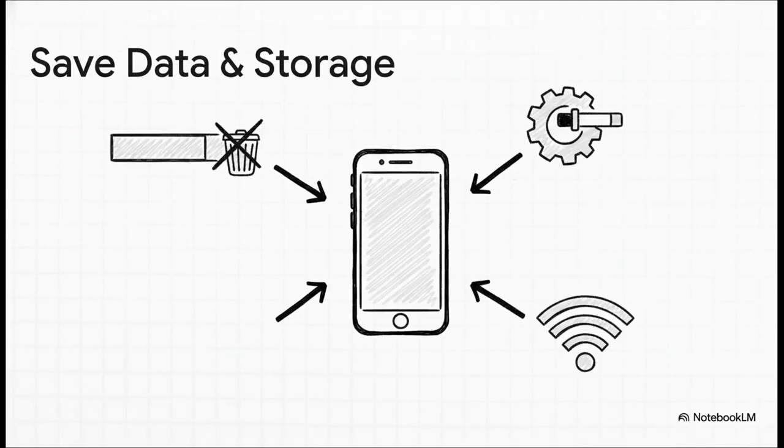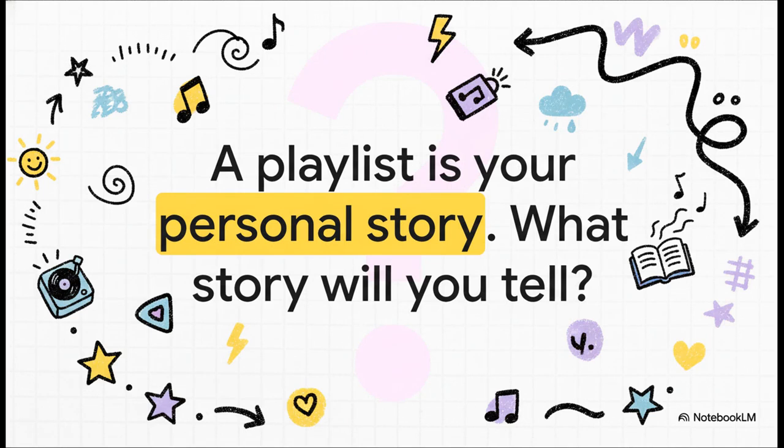So if you want to be smart about your data and your phone storage, here's the quick rundown. Use Wi-Fi whenever you can. In your settings, adjust the audio quality to standard. Only download the playlists you listen to all the time. And just keep an eye on your storage space now and then. When you really think about it, a playlist is more than just a list of songs. It's your personal story, told through music. So the only question left is, what story are you going to tell?